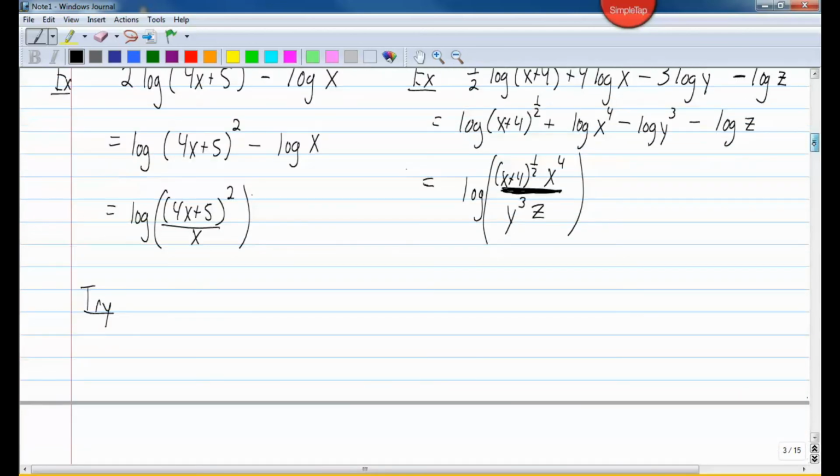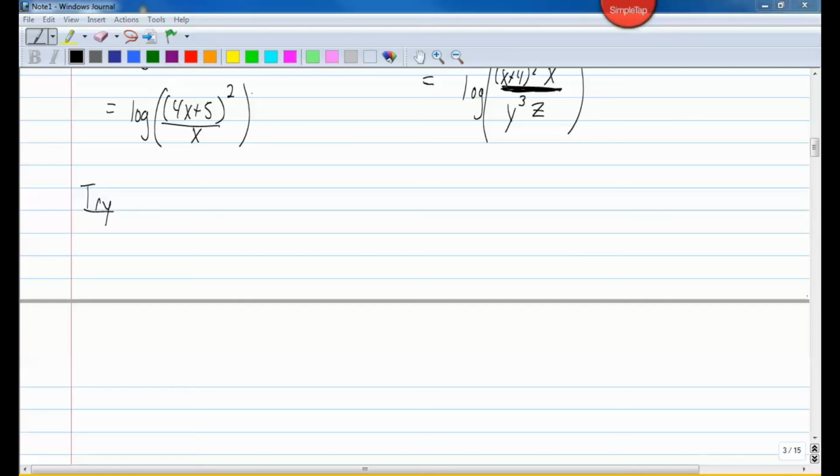Alright, I want you to try this one. 1/4 log base b of x minus 2 plus log base b of 5 minus 10 log base b of y. So take a second and condense that logarithm.